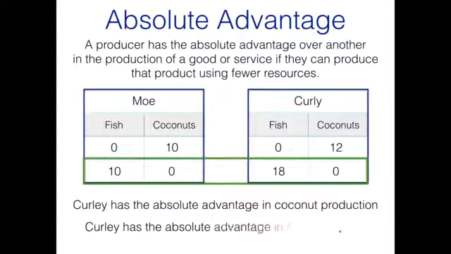Because of this, Curly has the absolute advantage of fish production. In a day, he can catch 18 fish while Mo can only catch 10. So Curly has the absolute advantage in fish production. So note in this example, Curly has the absolute advantage in the production of both of these goods, both fish and coconuts. Now, alternately, we could use this information and put together a PPF and make a determination of who has the absolute advantage in the production of a particular commodity.